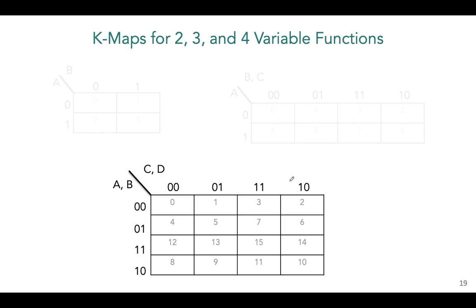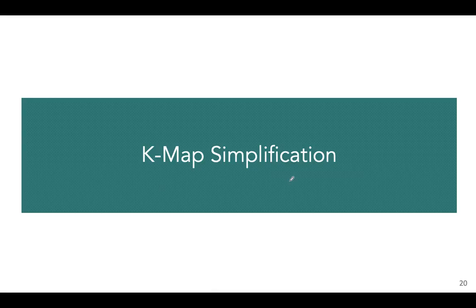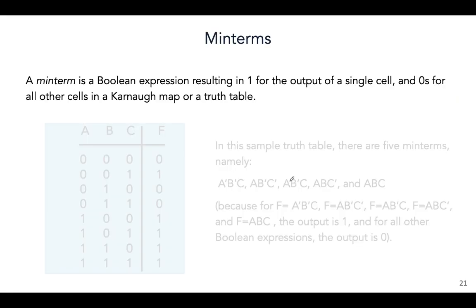Now we'll proceed to the next challenge of K-map simplification, which is the actual simplification. How do we simplify Boolean expressions using K-maps? Before we start with the simplification process, there's a term called minterm, whose meaning we have to understand. A minterm is a Boolean expression resulting in 1 for the output of a single cell and zeros for all other cells in a K-map or a truth table.